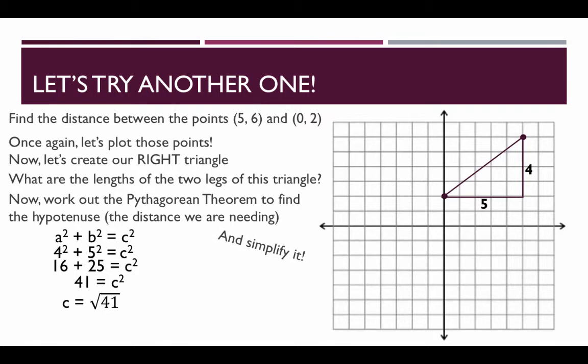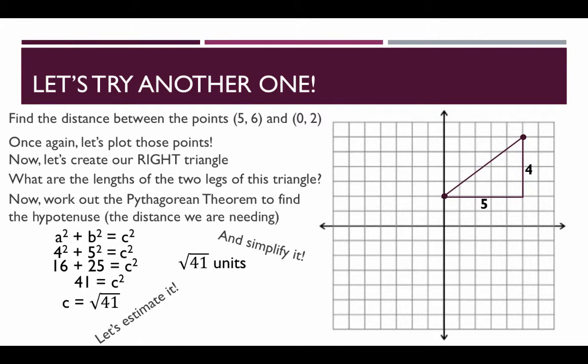Let's go ahead and simplify it. The square root of 41 does not actually simplify. There's no factors of 41 that are perfect squares. So our simplified answer is the square root of 41 units.